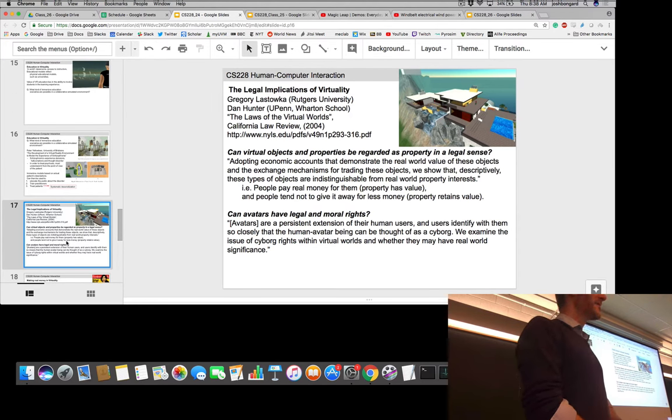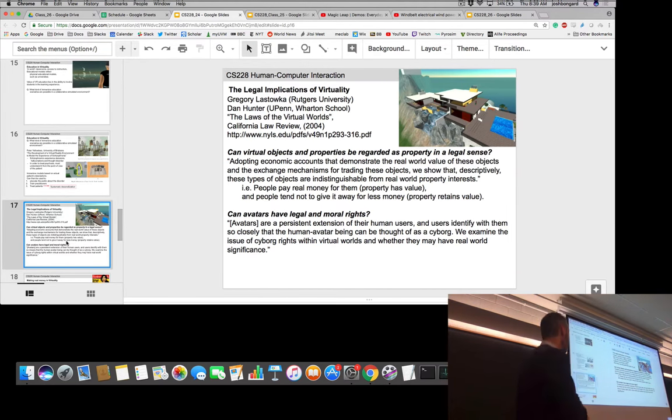What about avatars? If I kill your avatar in a virtual game, am I liable? It depends on the rules set forth within the game. If it's a game where killing avatars is what you do, then I don't think it should be illegal. Doesn't seem like it, right?